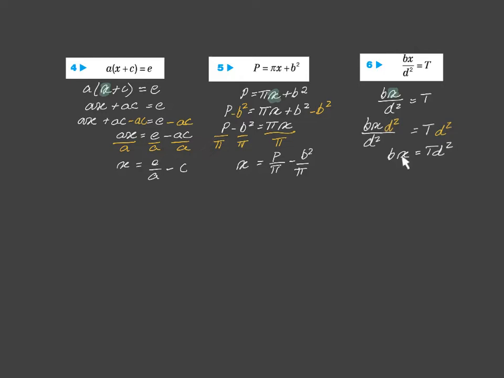On the left, there's x. We need to isolate it from the b by dividing both sides by b. On the left, bx is divided by b, and then we divide by b on the right to balance. The result, b divided by b is 1x, is equal to td squared over b.